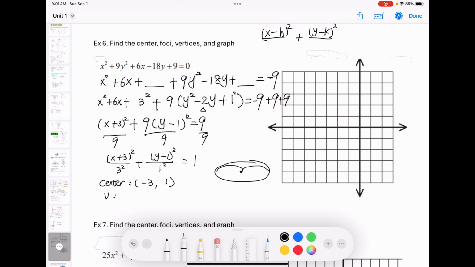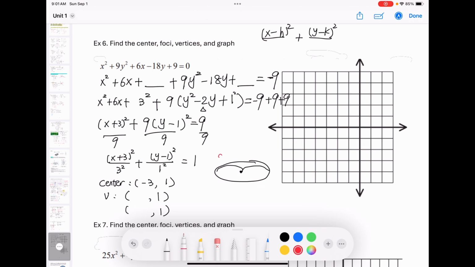A is 3, and our vertices should have the same y value as my center because we are moving to the left and to the right. So vertices must have the same y value. We can copy the 1 here and then copy the 1 here, and move to the right, move to the left, 3 plus or minus a. We can put our a here.